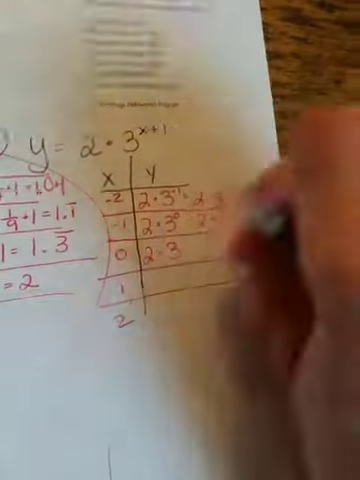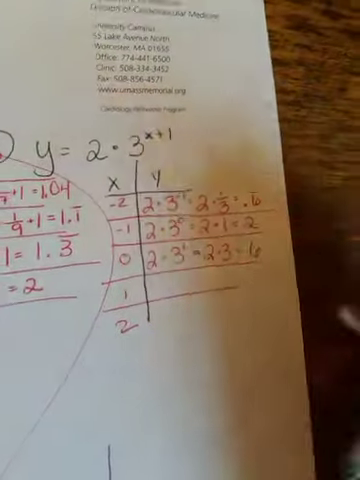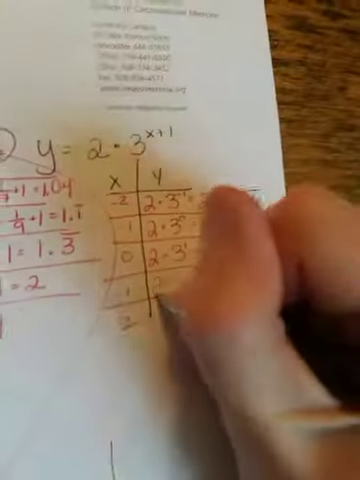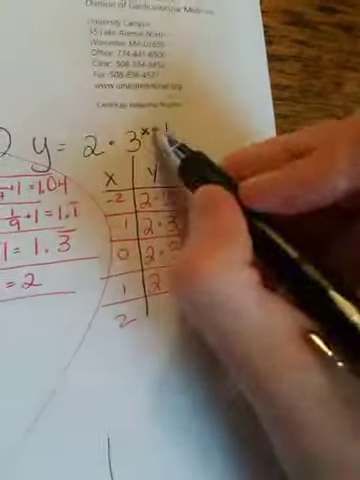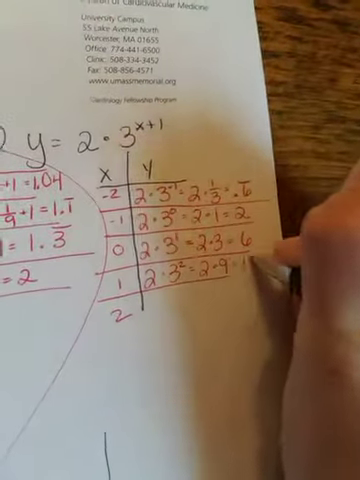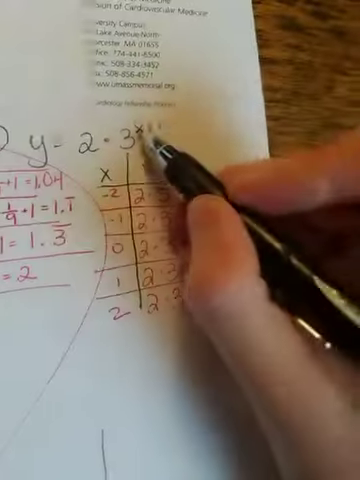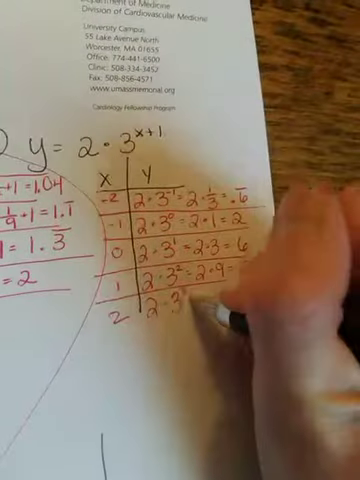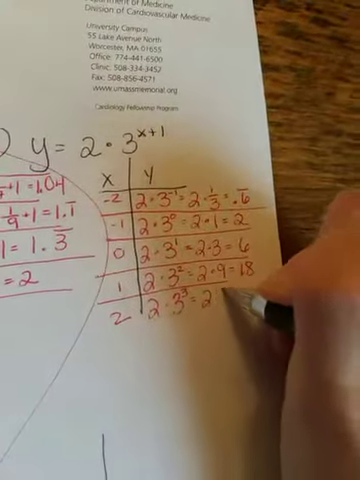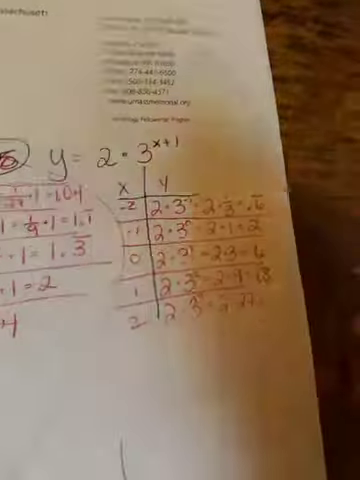0, 0 plus 1 is 1. So that means you're doing 2 times 3, which is 6. For 1, 1 plus 1 is 2. 3 squared is 9. 2 times 9 is 18. This is going to make for a larger graph here. 2 plus 1 is 3. 3 cubed is 27. And 27 times 2 is going to be 54.